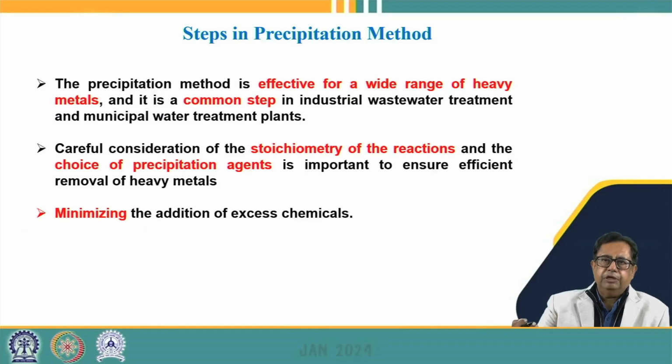So the stoichiometric ratio of the reactions needs to be studied so that we can calculate how much precipitation agent is required for the optimum precipitation of certain metals, and this will also help us in minimizing the addition of excess chemicals.